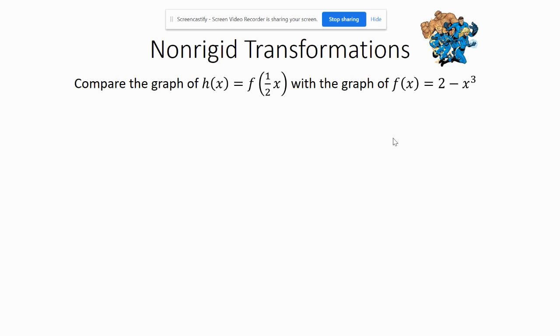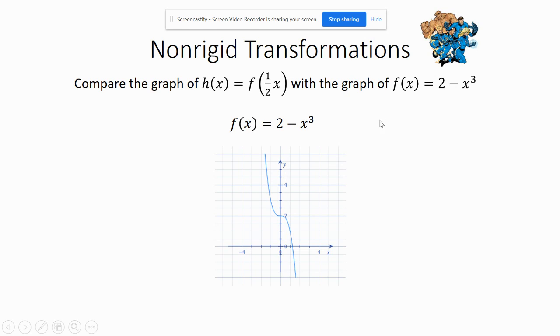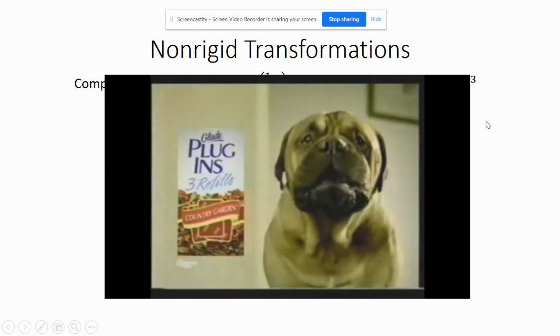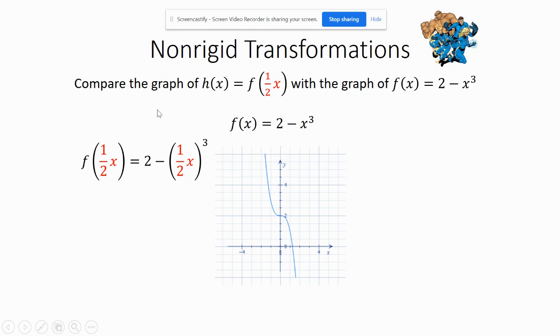Okay, so in other words, what we're going to do here is this. We're going to take this equation here, f of x equals 2x minus x cubed, and I'm simply going to plug in this 1/2 x. All I'm doing is putting this 1/2 x in here. And if I multiply this out, 1/2 times 1/2 times 1/2 would be 1/8, because 1 times 1 times 1 is 1, and 2 times 2 times 2 is 8. And I would have x cubed. So I have 2 minus 1/8 x cubed.